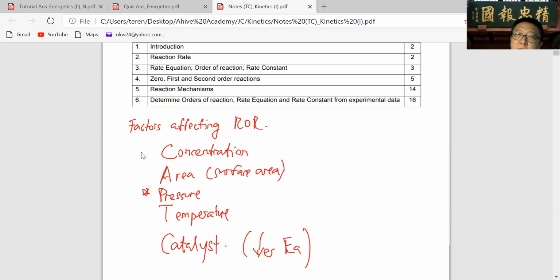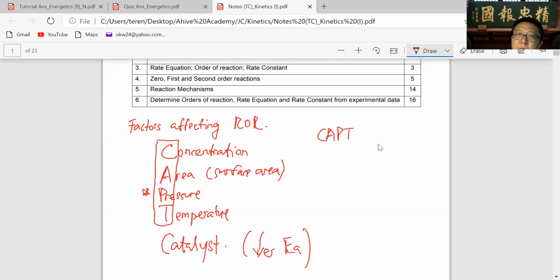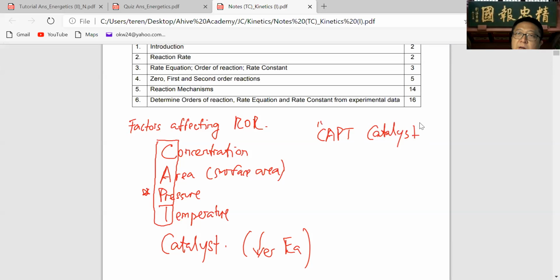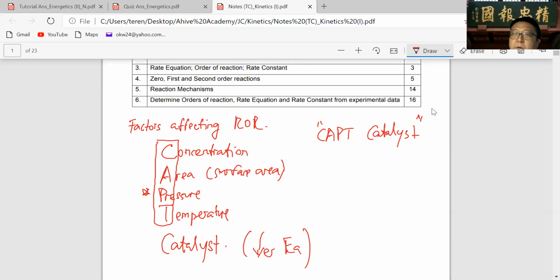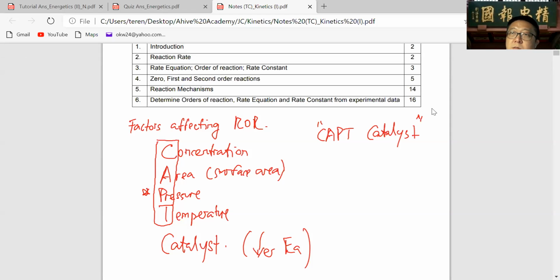Simple way to remember: I take the first alphabet of each. Oh my, this box is Captain Catalyst. This is how you remember factors affecting rate of reaction: Captain Catalyst. CAPT is short form for Captain. That's one way to remember factors affecting rate of reaction.